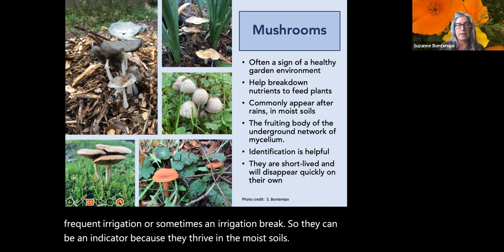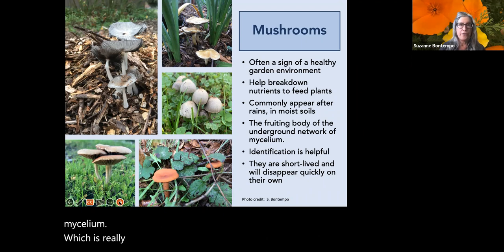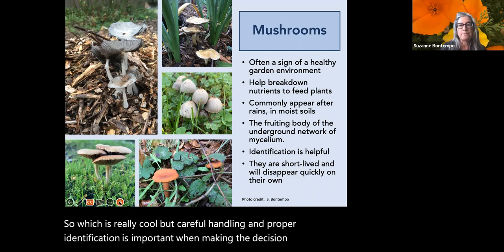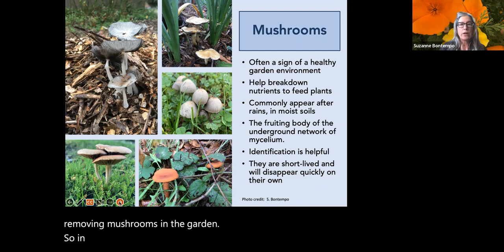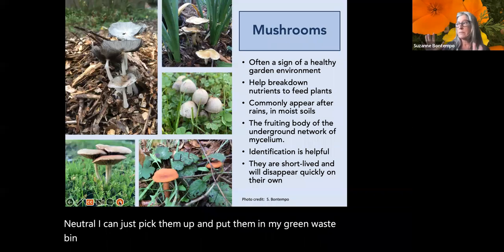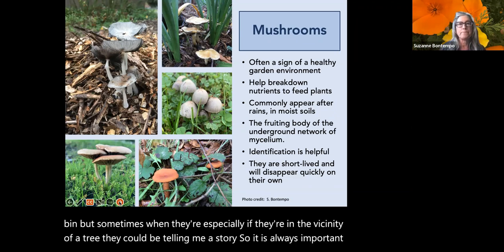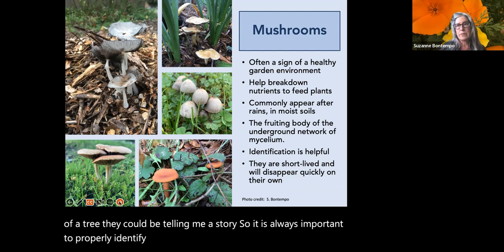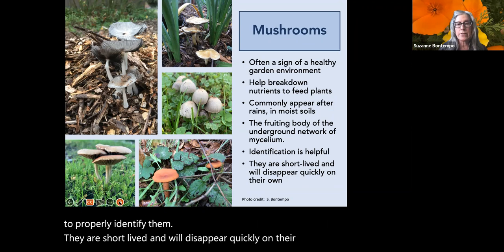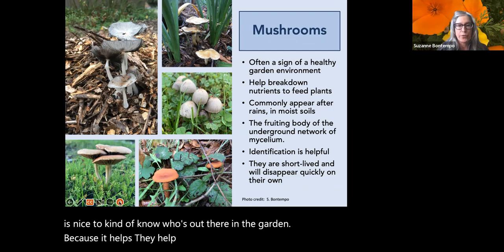Mushrooms are the fruiting bodies of the underground network of mycelium, which is really cool. But careful handling and proper identification is important when making the decision about removing mushrooms in the garden. In my experience, most of the garden mushrooms are just neutral. I can just pick them up and put them in my green waste bin. But sometimes, especially if they're in the vicinity of a tree, they could be telling me a story. So it is always important to properly identify them. They are short-lived and will disappear quickly on their own. But it is nice to know who's out there in the garden, because they help tell a story.